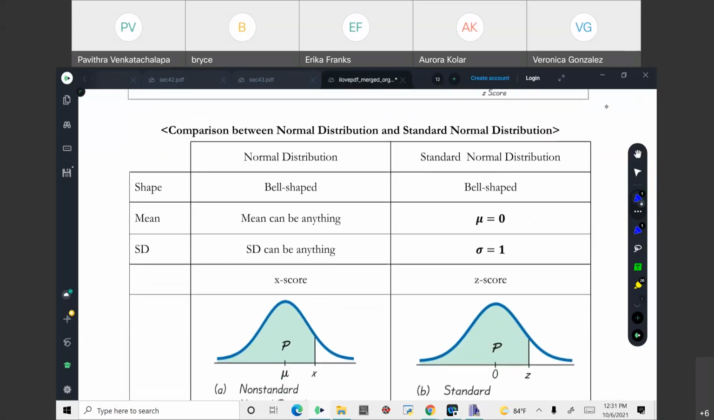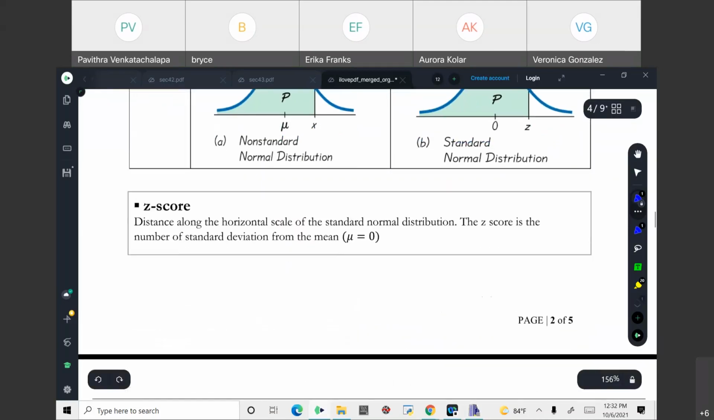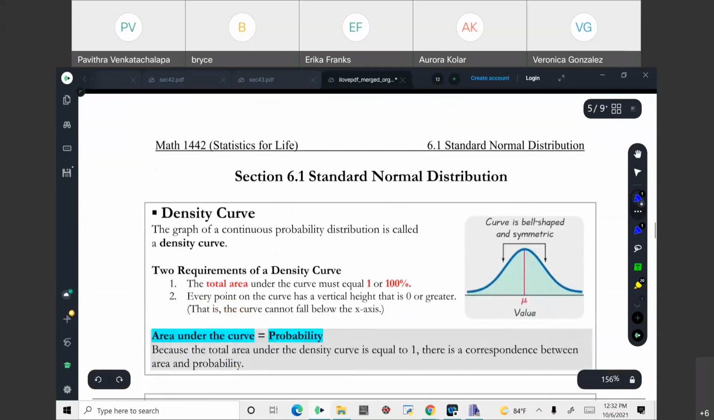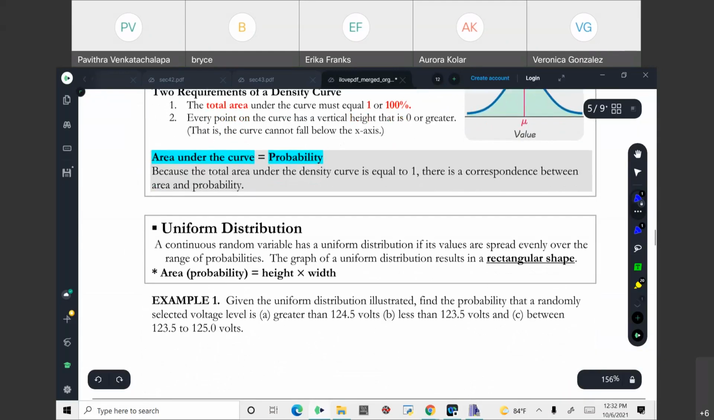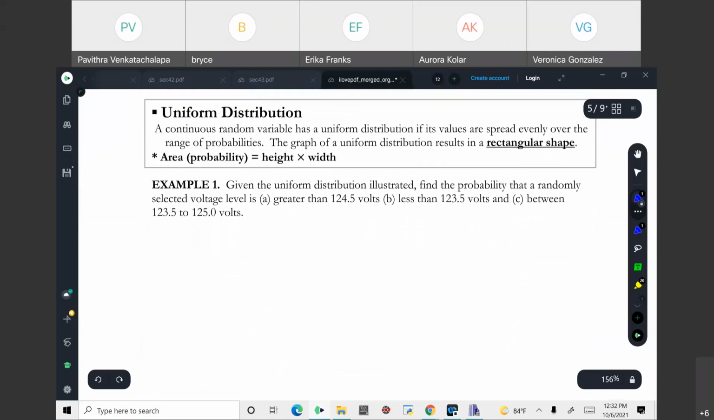Now, comparison between normal distributions. You can easily read this. Both are bell-shaped. Mean can be anything, but in standard it is 0. Standard deviation can be anything, but here it has to be 1. So there we use X score, here we use Z score. Okay, so let's go straight to the example.